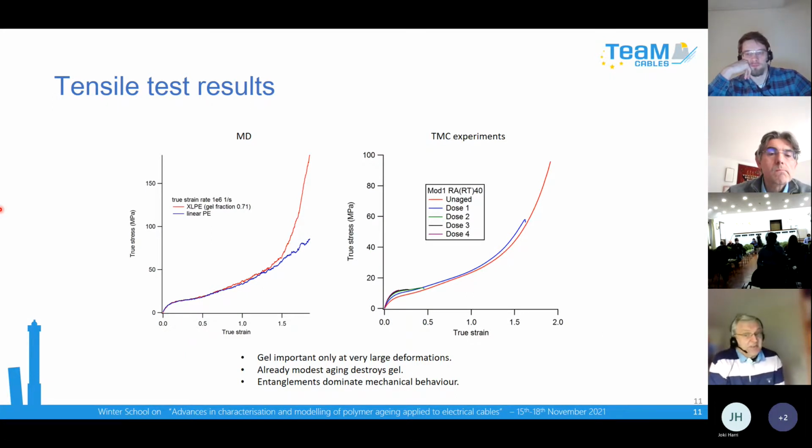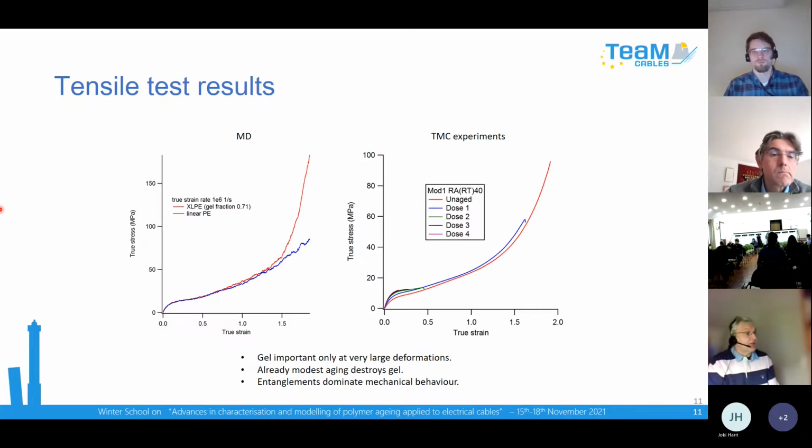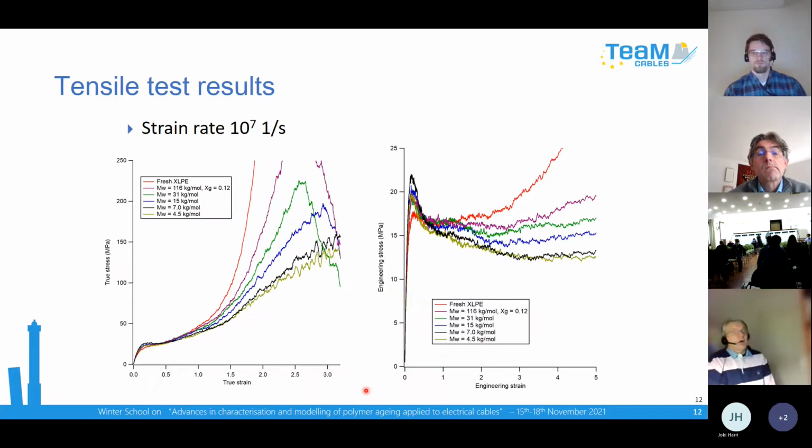What we see on the left-hand side, there are two materials that we are comparing. The red curve is the cross-linked polyethylene, and the blue one is linear polyethylene. And we see that actually the difference between those materials becomes apparent only at very, very large deformations. So this is the effect of the actual cross-links in the material. The rest is actually entanglements. So the conclusion more or less from this is that the entanglements between polymers are dominating the mechanical behavior of the material.